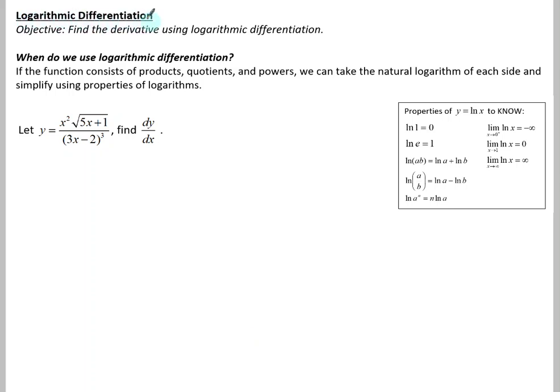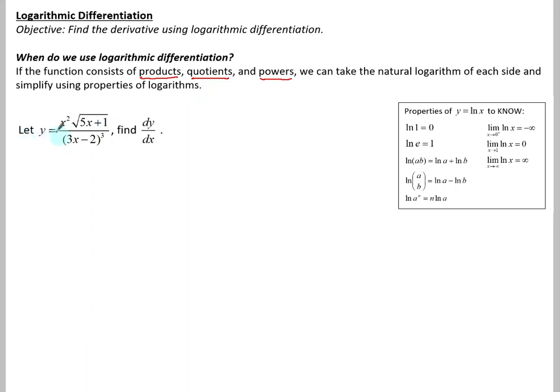Logarithmic differentiation. Our objective in this lesson is to find the derivative using logarithmic differentiation. When do we use logarithmic differentiation? If the function consists of products, quotients, and powers, we can take the natural logarithm of each side and simplify using properties of logarithms.